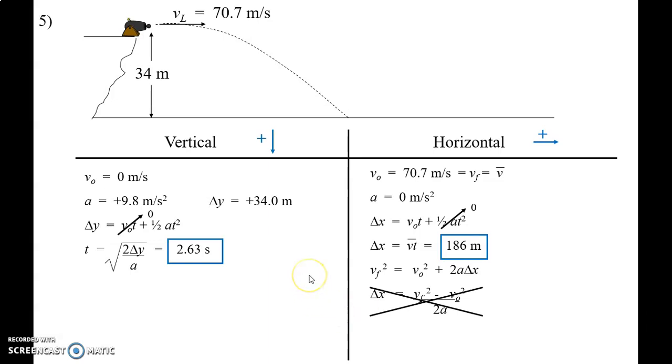All right, let's go on to letter D. We want to find the cannonball's vertical speed as it hits the ground. So on the vertical side, pick your favorite kinematics equation. That'll get the speed. Pause the video, crunch your numbers.